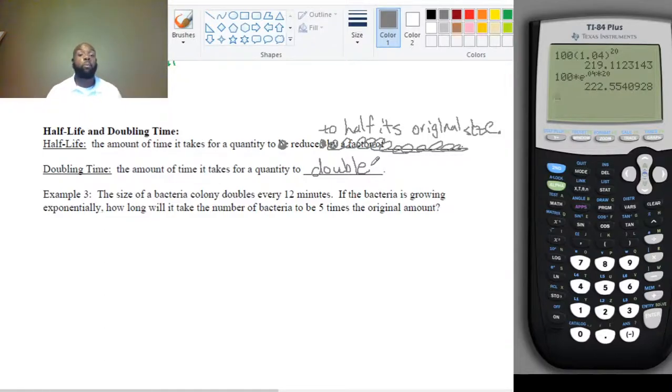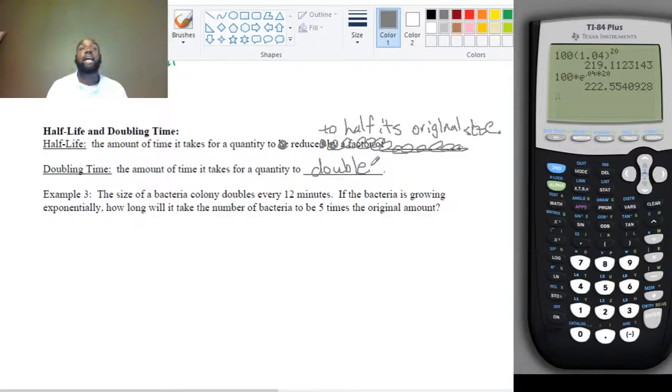Let's look at an example where we apply this in the context of exponential growth and decay. The size of a bacteria colony doubles every 12 minutes. If the bacteria is growing exponentially, how long will it take the number of bacteria to be 5 times its original amount? Okay, so we're given a lot of things and we want to know one thing, right?